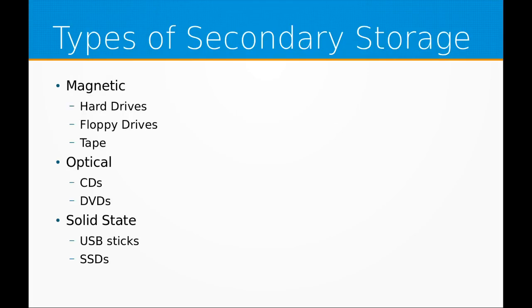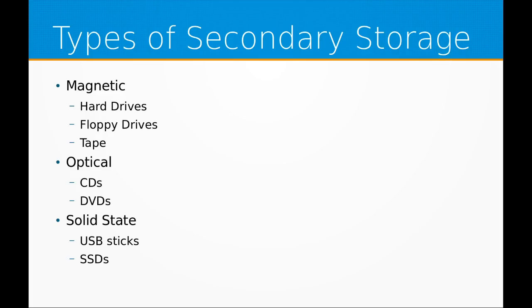Okay, so what methods are there of doing secondary storage? Well, there's magnetic stuff, there's optical stuff, and the solid state stuff. Those are the key ones you need to know. There's also cloud storage, which we'll get onto more, but it's a tricky one because is that really secondary storage? We'll discuss that more later.